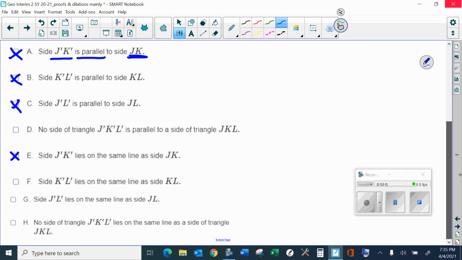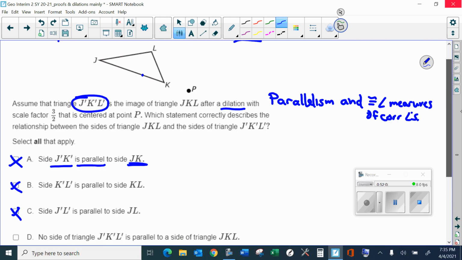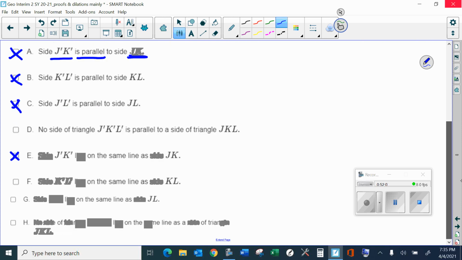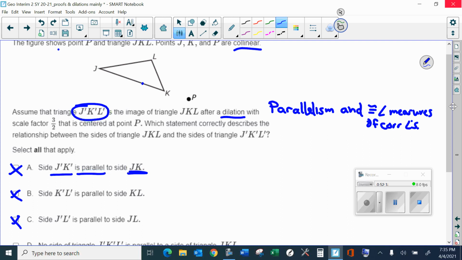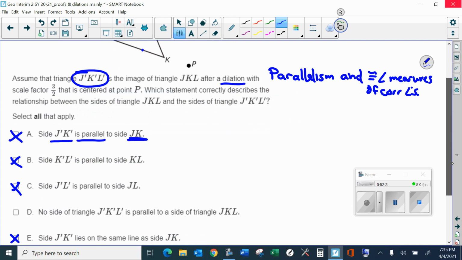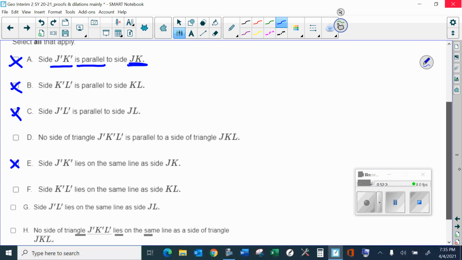what's the first one here? KL. No, they don't lie on the same line. JL and KL do not lie on the same line. No set of triangle sides lies on the same line. That's false. There is one side that lies on the same line, and that's KJ. KJ lies on the same line. Okay? So there's our all that apply right there.